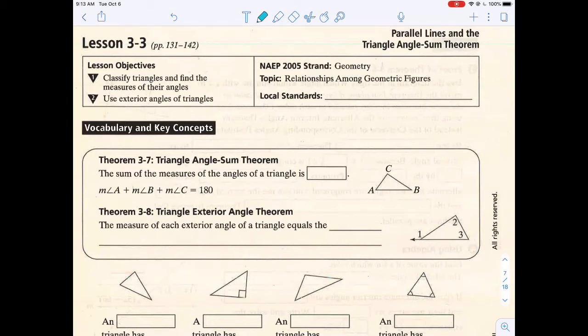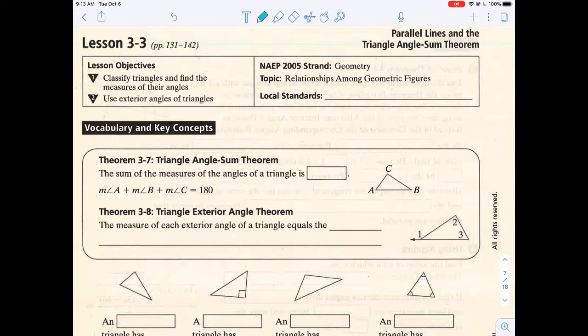All right, lesson 3.3 is about parallel lines and the triangle angle sum theorem. Our objectives are to classify triangles and find the measures of their angles, and then use exterior angles of triangles. So, first, vocabulary and key concepts. We've got a new theorem.